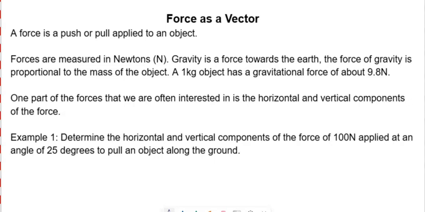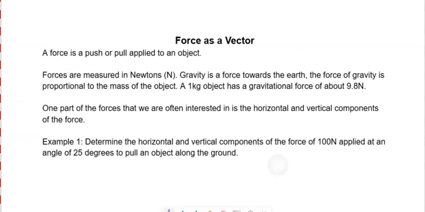One part of the forces that we are often interested in is the horizontal and vertical components of the force. Let's try an example. Determine the horizontal and vertical components of the force of 100 newtons applied at an angle of 25 degrees to pull an object along the ground.